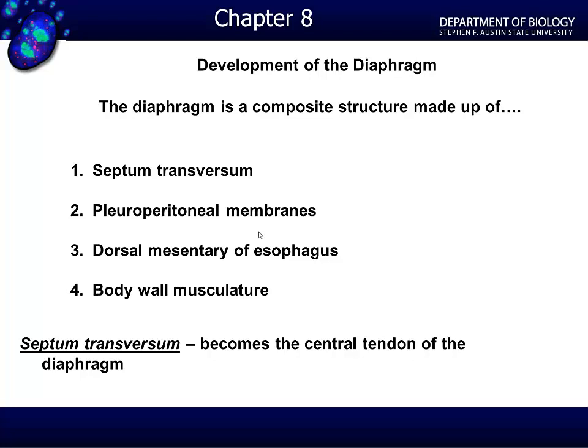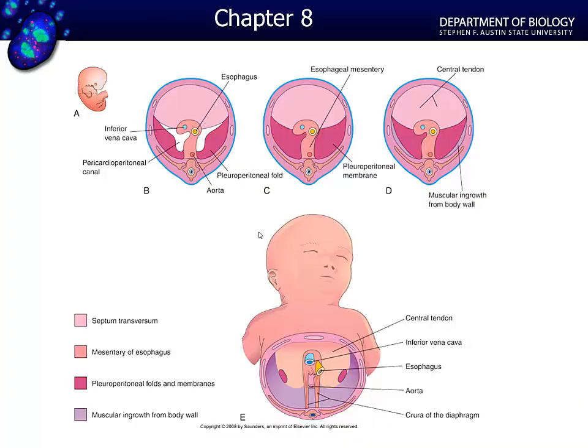And then we're also going to have the body wall musculature. This is almost going to get pulled away from the body and contribute to it. And we'll see part of this as we look at a video of the formation of the diaphragm in just a bit. But here we can see almost like a time-lapse image. We're looking here. This is going to be part of our septum transversum. It's going to become the central tendon.